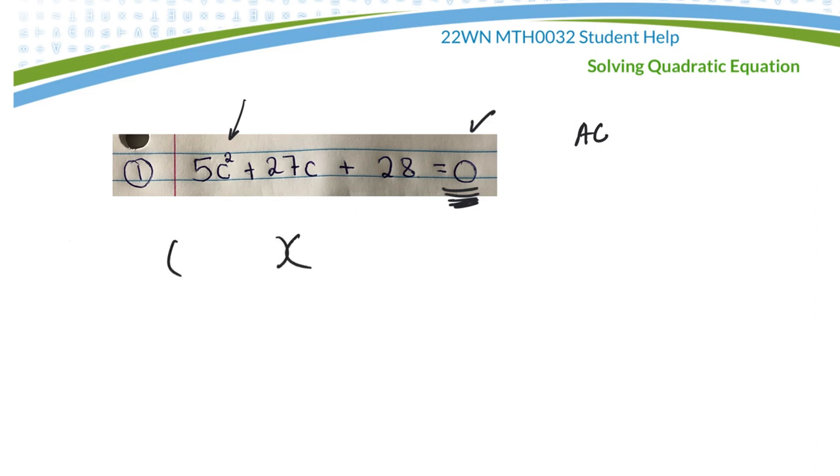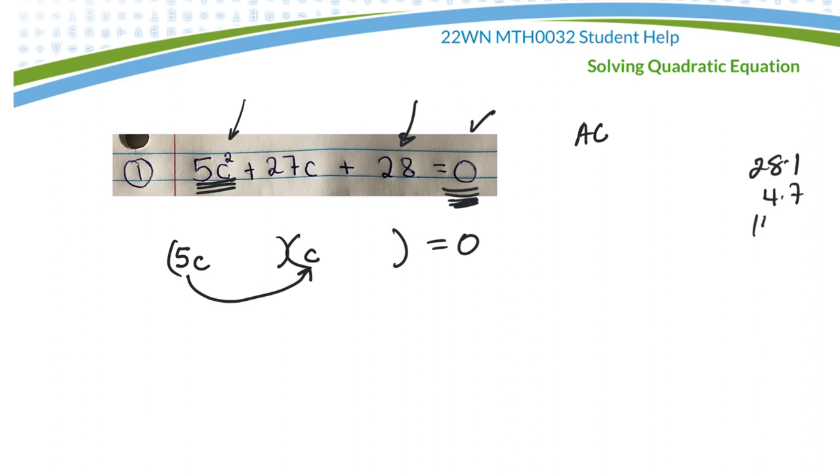So with guess and check, what you do is you split this up. So you'd have a 5c and a c here. And I know that because if I multiply those, I get 5c squared. And then I split the 28 up. Well, 28 you can write as 28 times 1, or you can write it as 4 times 7, 14 times 2, lots of options. I usually pick the two numbers that are closer together and just try them. So I'm going to try and put a 4 here and a 7 there.